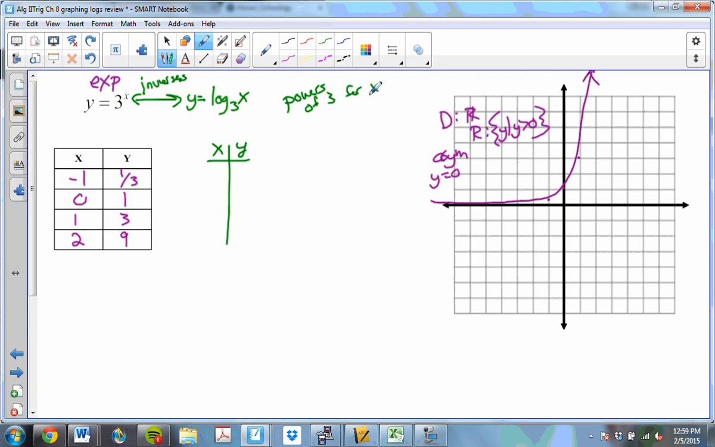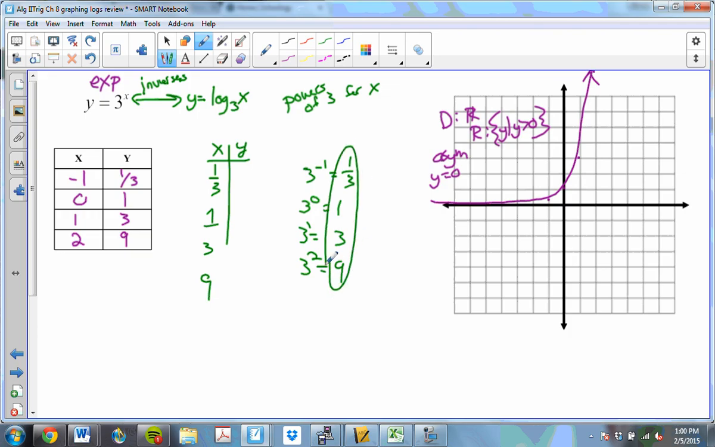Well, 3 to the negative 1 is a third. I'll plug that in for x. 3 to the 0 is 1. I'll plug that in for x. 3 to the first is 3. And 3 to the second is 9. These are the numbers I want to plug in for x: a third, 1, 3, and 9, which just come from this column over here.